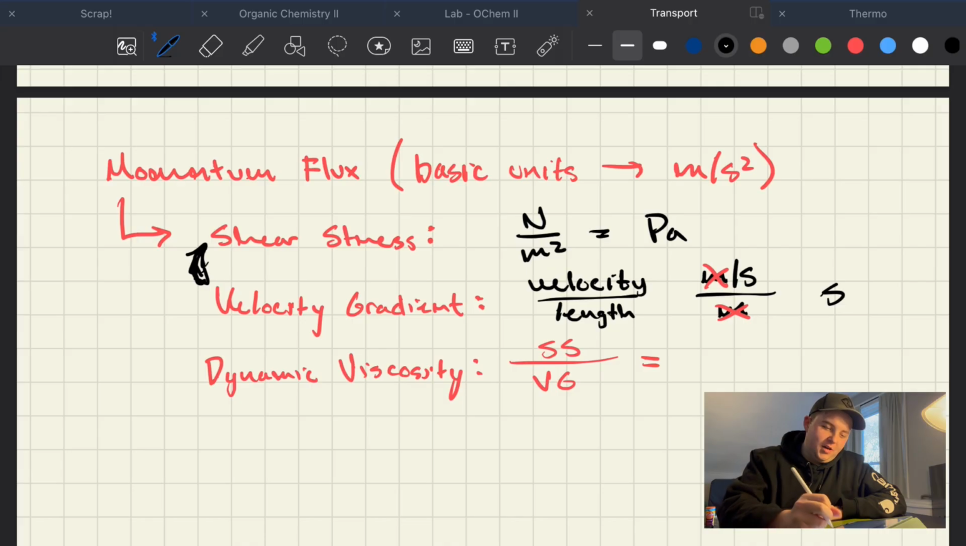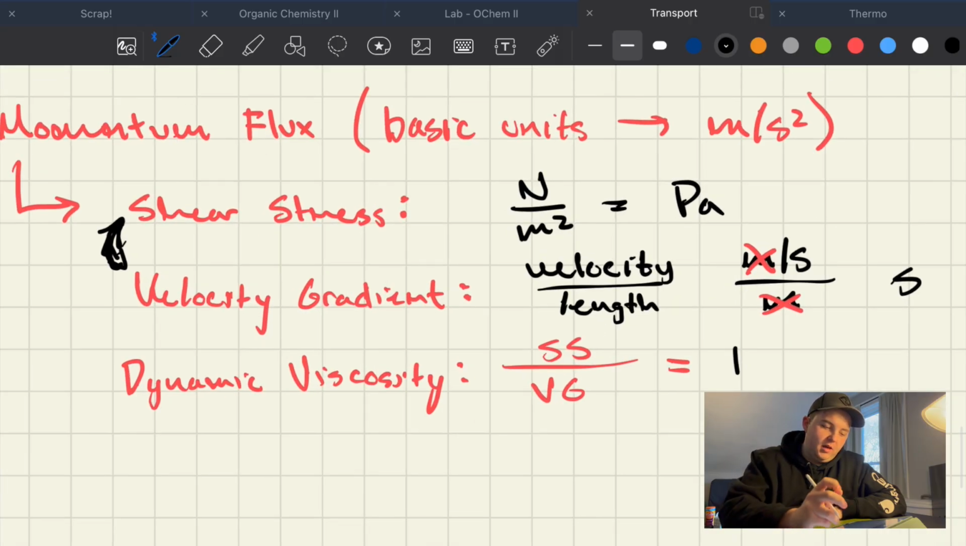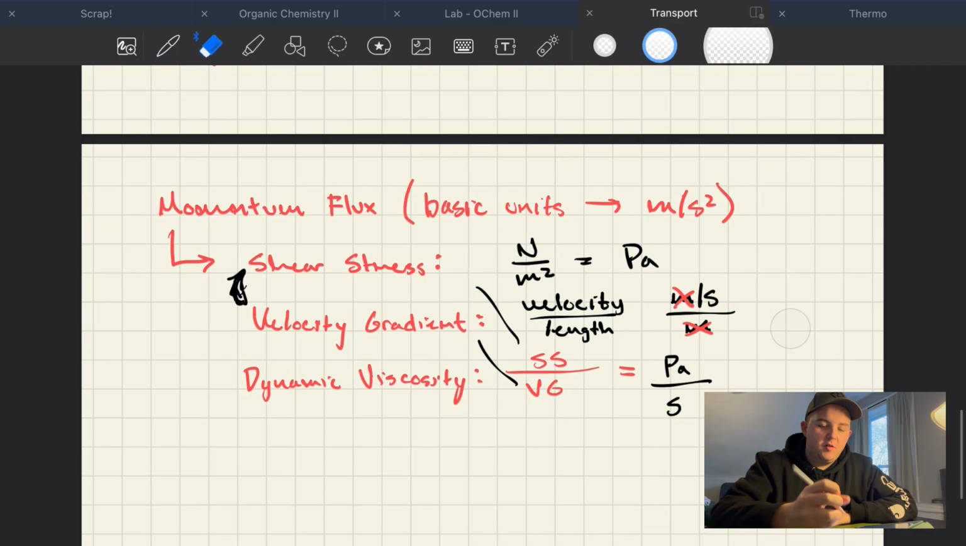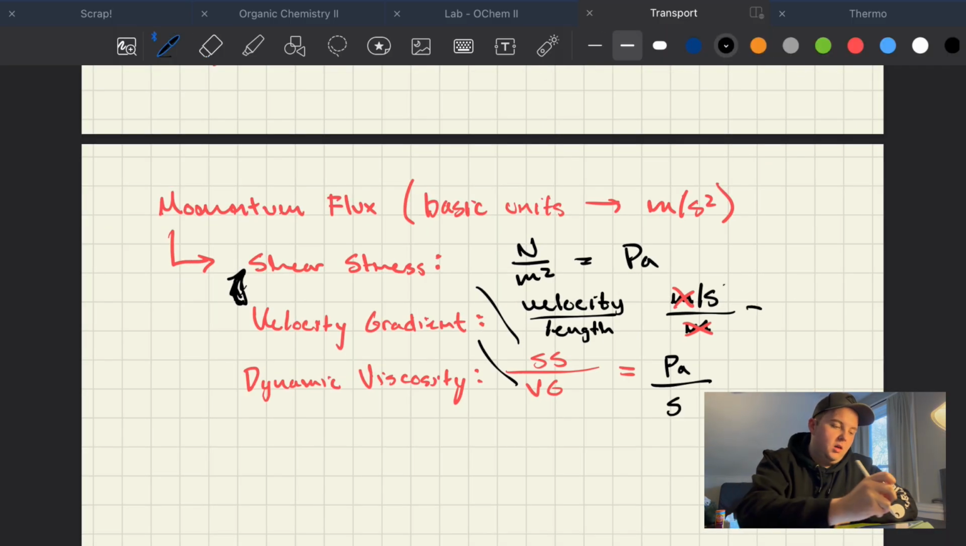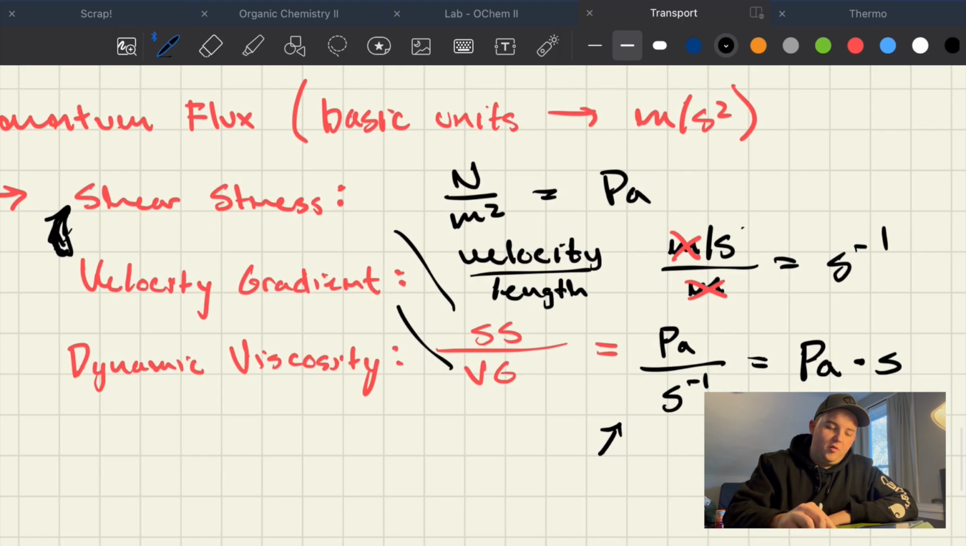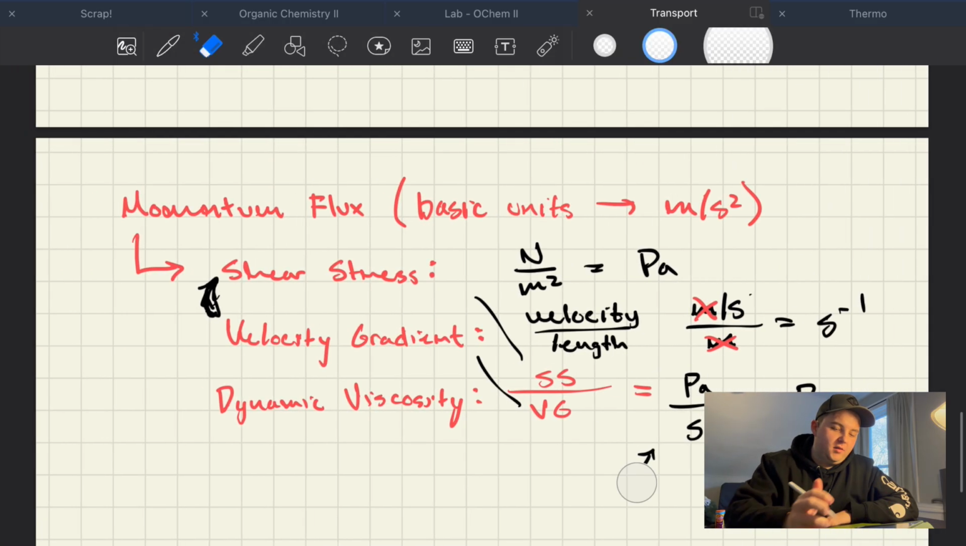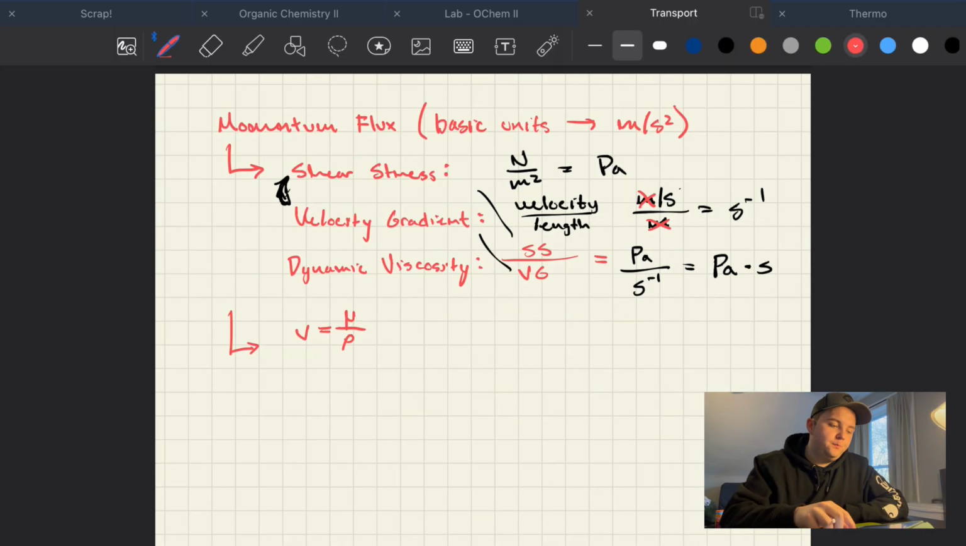So then we're going to do shear stress. We've got dynamic viscosity, which is shear stress over the velocity gradient. So we're just going to take these two, and we're going to get Pascals per second. I found where my mistake was. Since this is a fraction, this should be equal to seconds to the minus 1. So we have seconds to the minus 1, which gives a Pascal second. I knew I messed up at this part when I was getting Pascal over second over then Pascal seconds.